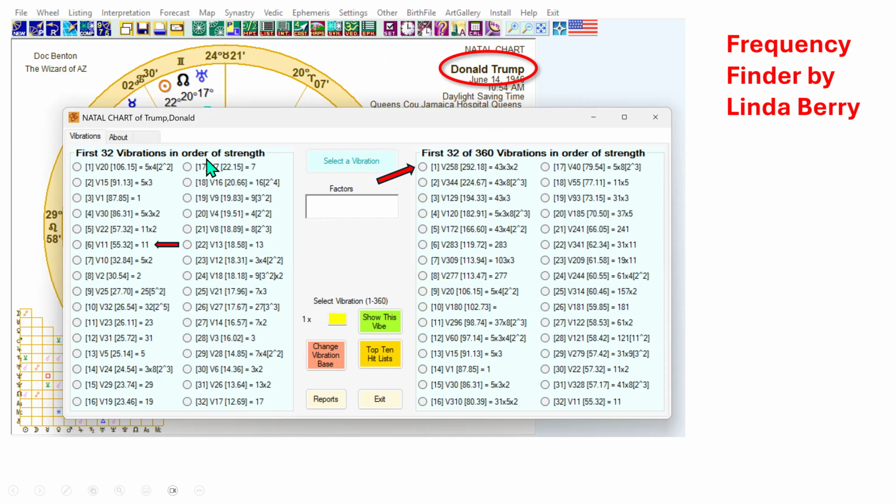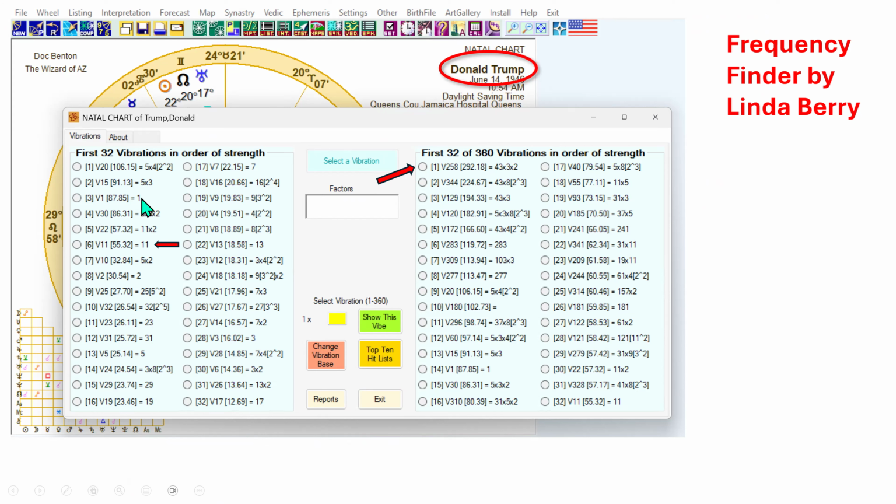I ran it. It gives you back 2 lists here. The first one takes the first 32 vibrations and shows them in order of their strength, descending order. It gives you a score in brackets here and shows you how that number factors and what it factors into, whether it's prime or not. And by the way, vibrational astrology is just a particular branch or offshoot of harmonic astrology. So when it says vibrations here, that just means harmonic. So over here, you got the first 32 harmonics in descending order.